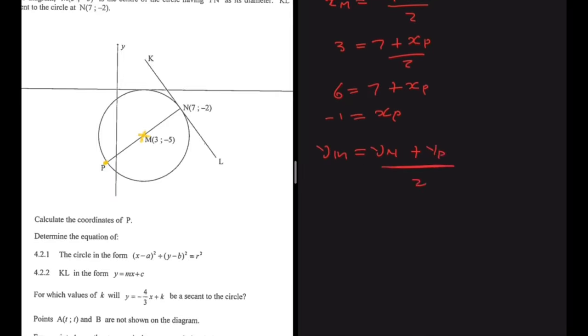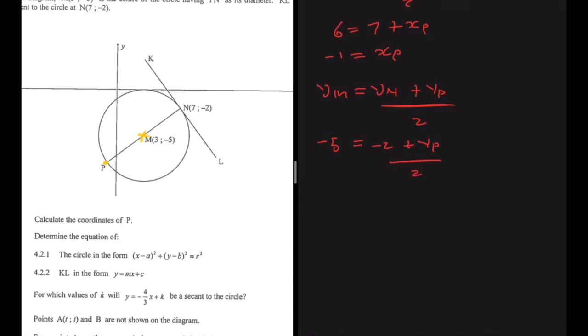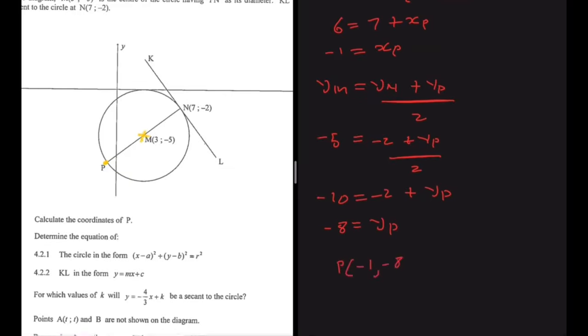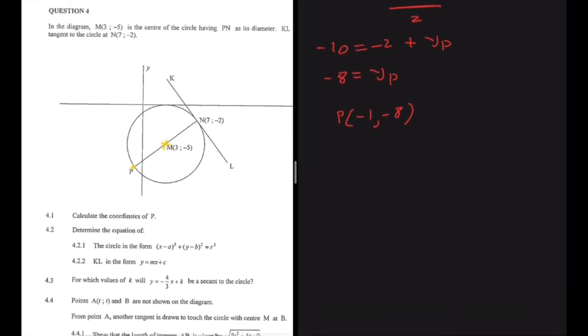So if we substitute again, we get minus 5 is equal to minus 2 plus y of p, divided by 2. If we cross multiply this, we should get minus 10 being equal to minus 2 plus y of p. So minus 8 is equal to y of p. So the coordinates of p are minus 1 and minus 8, right?